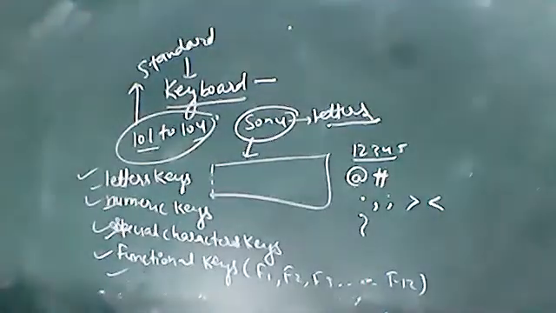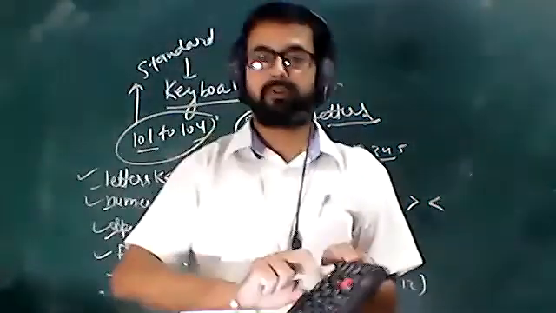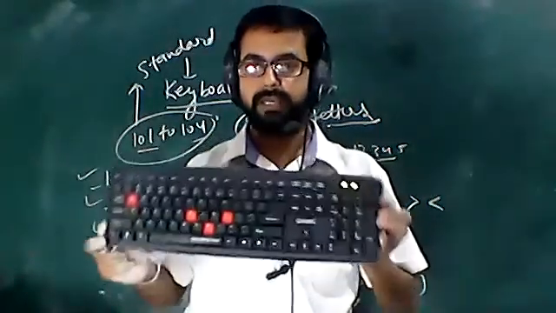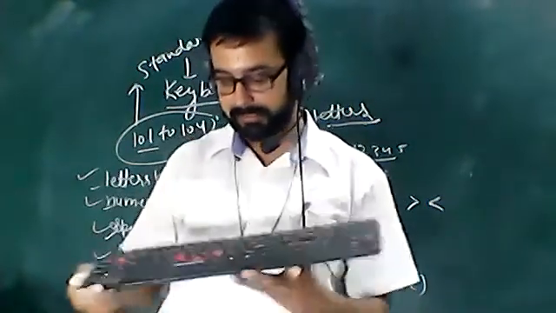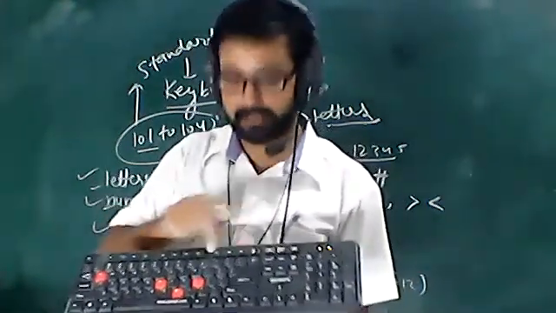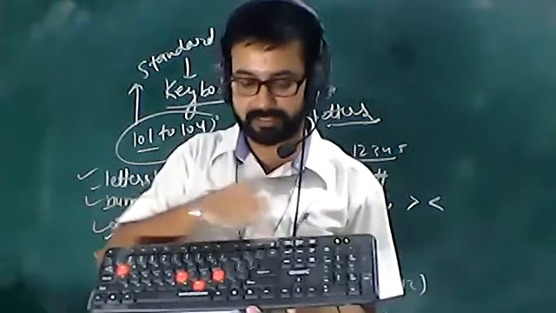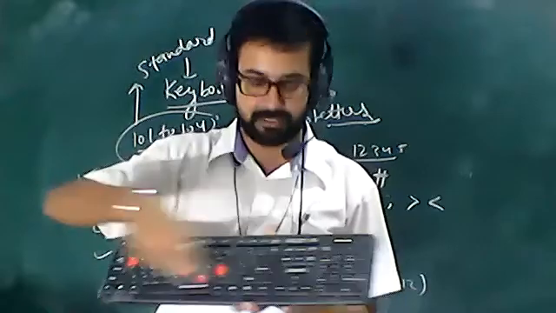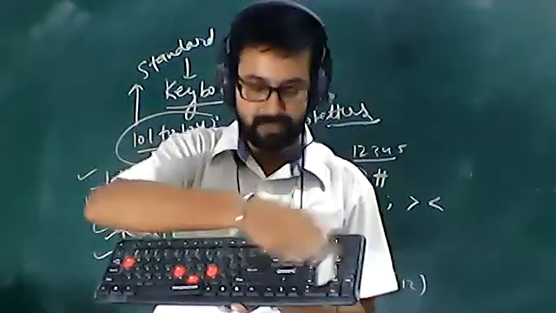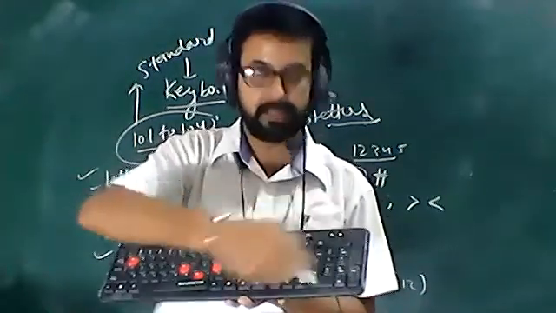You can take the example. It is your keyboard. The upper side contains the functional keys. This is your letters key, or you can say the alphabetical keys. This contains your numeric buttons. This contains what? Numeric content.